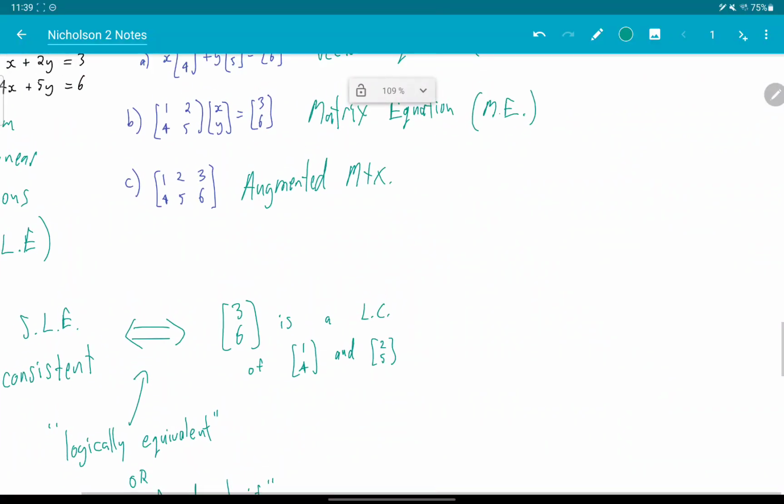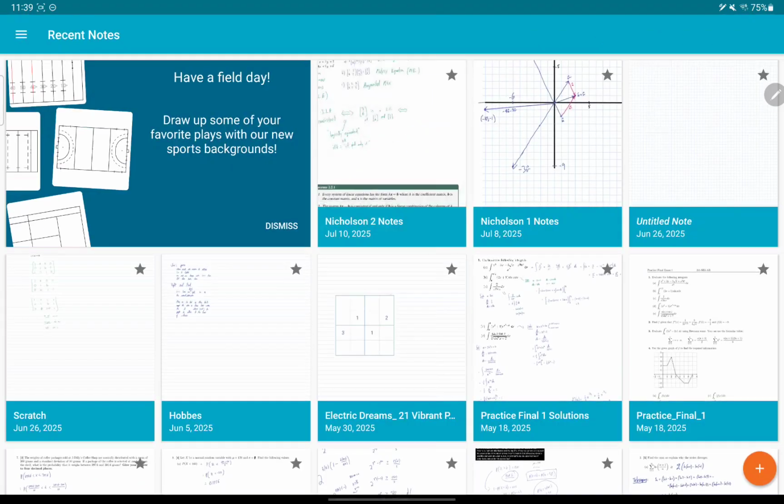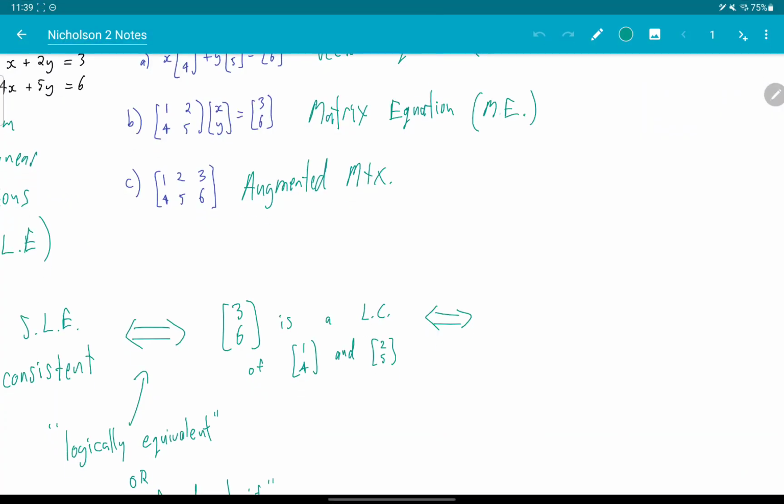And finally, we can look at part B, the matrix equation, to get another point of view on this problem. So we can say AX equals B is consistent, where we can specify A is 1, 2, 4, 5, B is 3, 6.